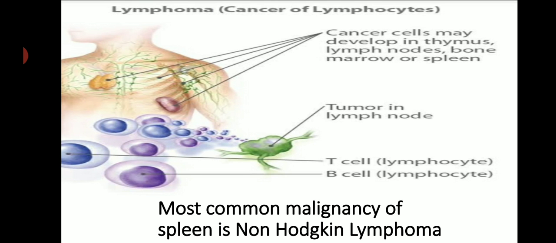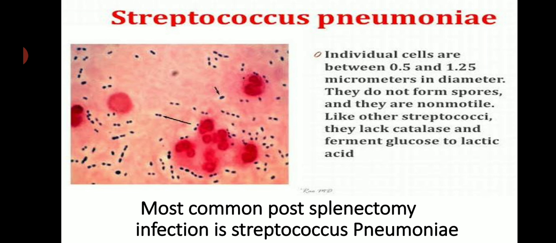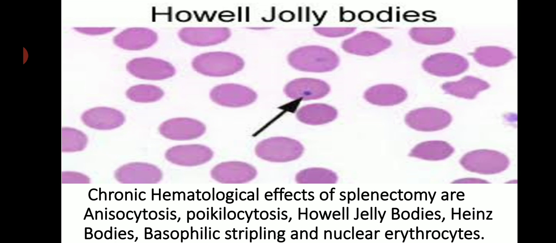Most common malignancy of spleen is non-Hodgkin lymphoma. Most common post-splenectomy infection is Streptococcus pneumoniae. Chronic hematological effects of splenectomy are anisocytosis, poikilocytosis, Howell-Jolly bodies, Heinz bodies, basophilic stippling, and nucleated erythrocytes.